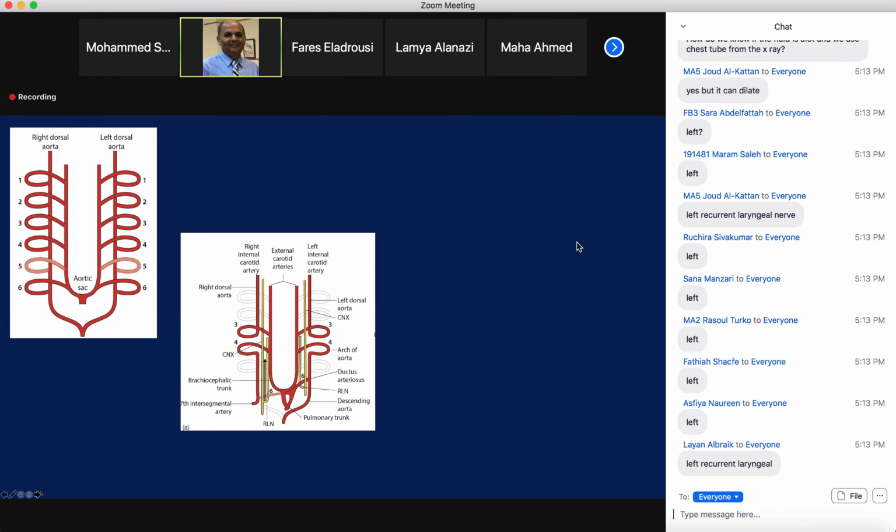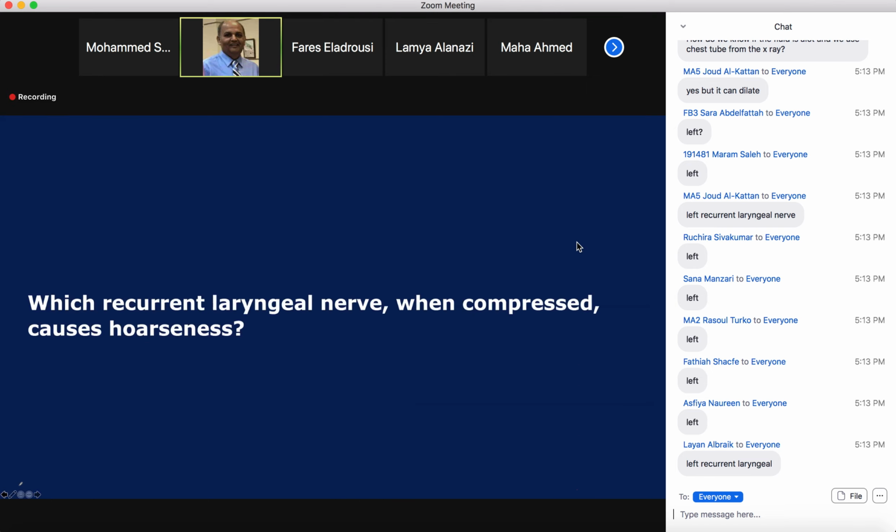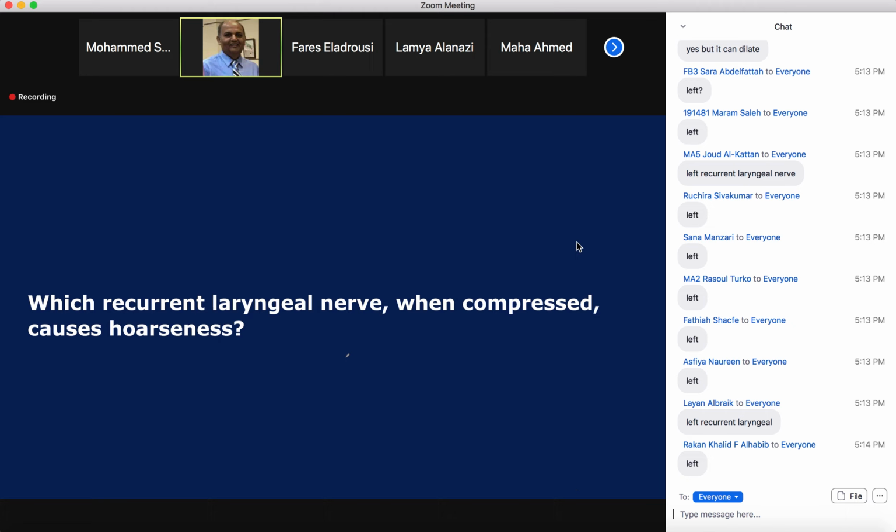Now, looking further at this image, you're looking at the left, you're looking at the right. So this is how it persists. I'm sure these diagrams have been shared with you. Now if I go back to the question, recurrent laryngeal nerve, no matter right or left. The question is what? Try to understand what is the question. The question says, which recurrent laryngeal nerve, when compressed, causes hoarseness? Recurrent laryngeal nerve, if involved, no matter right or left, will cause hoarseness.